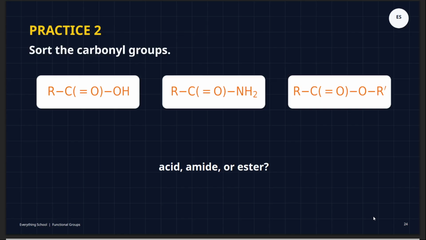Use the one question from earlier. What is attached to the carbonyl carbon? Is it oxygen, hydrogen, nitrogen, or oxygen bonded to a carbon group? Pause the video and sort them before going to the answer.